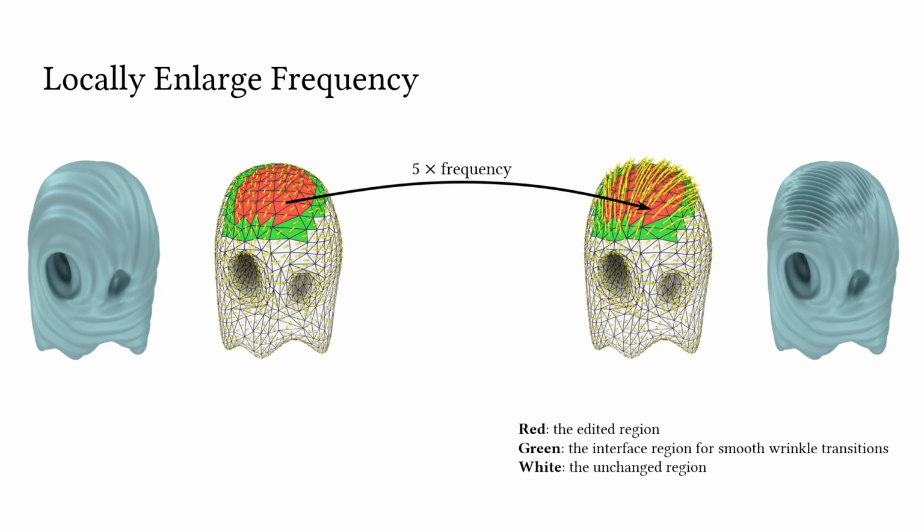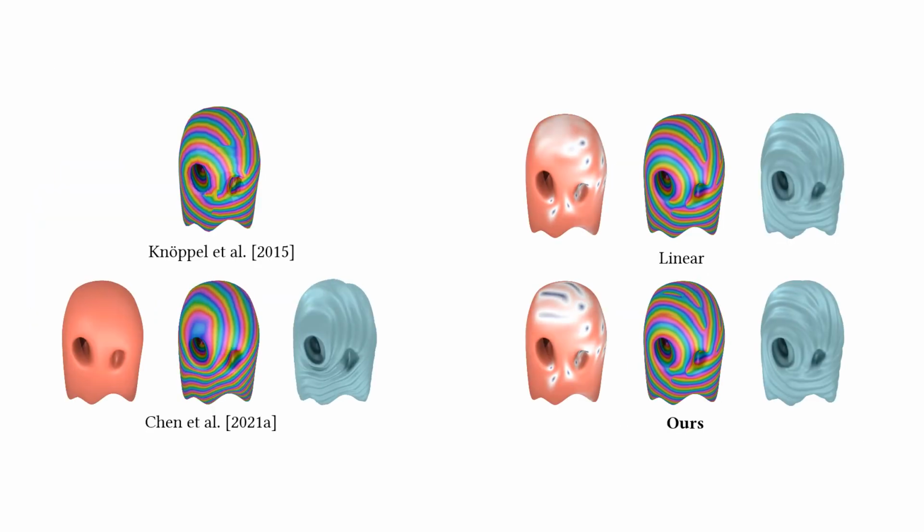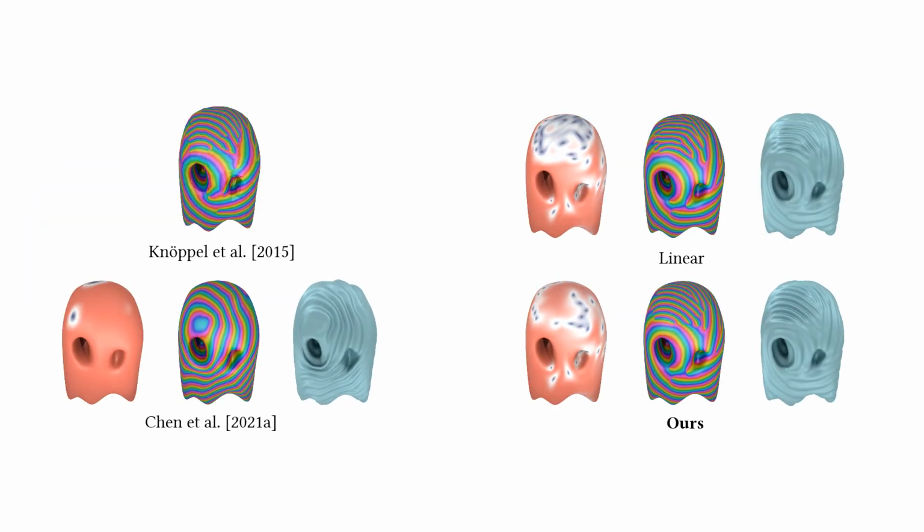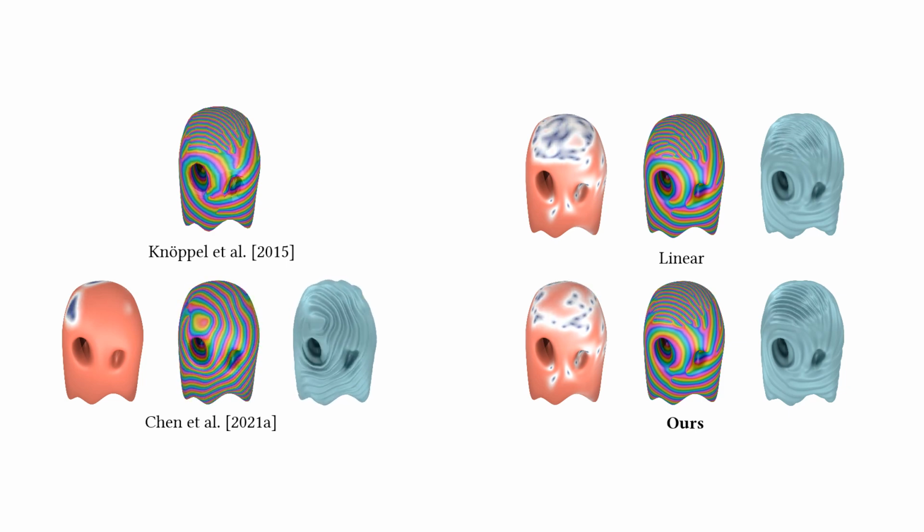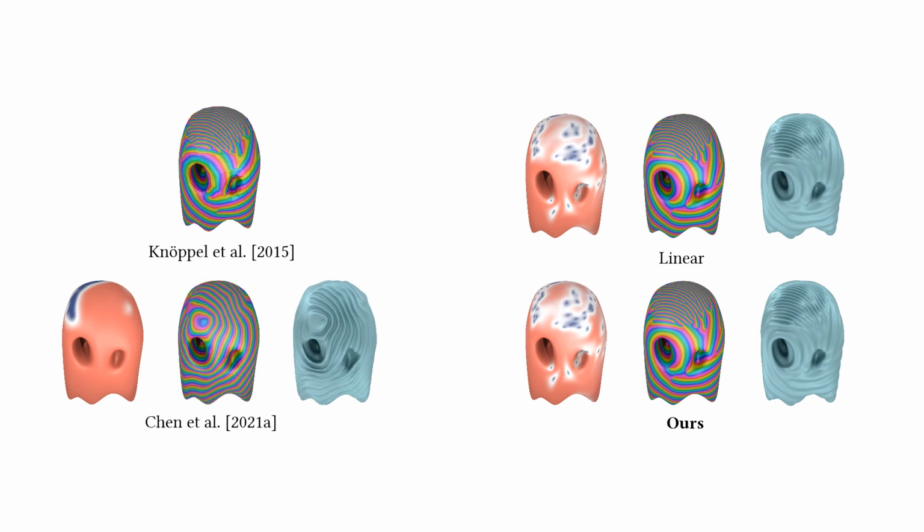In this final comparison, we specify a very large and local increase of wrinkle frequency at the top of the phantasma model. Once again, Knoppel et al. and Chen et al. generate temporally incoherent interpolation, and likewise, Chen et al.'s result is missing singularities. Only our approach generates spatially smooth and temporally continuous wrinkle interpolation, with smooth sliding of the singularities.